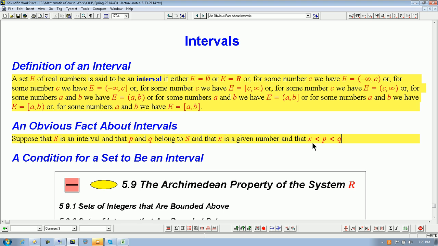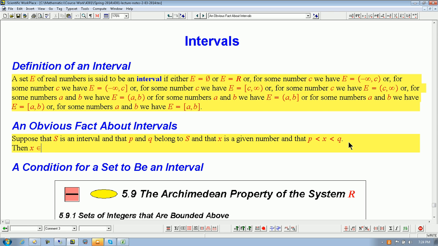and what did I write? I want X to be between them. That's what I meant to write. X belongs to S. Or they just give it a number. Then X must belong to S. If you have an interval and you take two numbers in the interval and you take a number in between them, then that number will automatically be in the interval. Isn't that reasonable? I tell you what, let's prove it for this case. This is going to get very boring quickly.